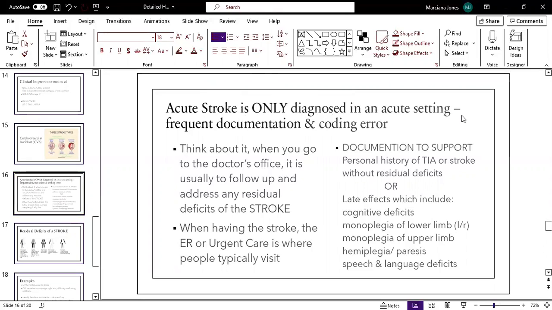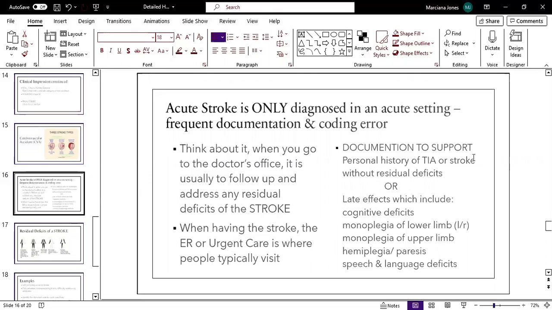That's an acute setting. Now, when you go to the doctor's office, it's usually to follow up and address any residual deficits of the stroke that you had, anything that's going on after. You know how you go to the emergency room or the urgent care and they tell you to follow up with your primary care physician. Because when having the stroke, you're going to go to the ER or the urgent care. You're not going to wait to make a doctor's appointment, especially if your doctor is closed and it's at nighttime.